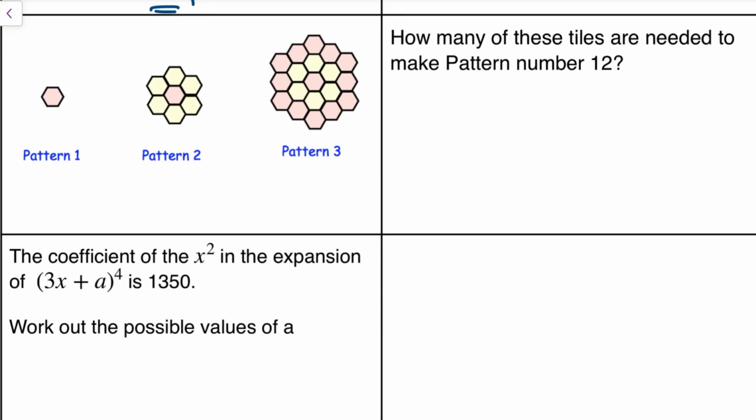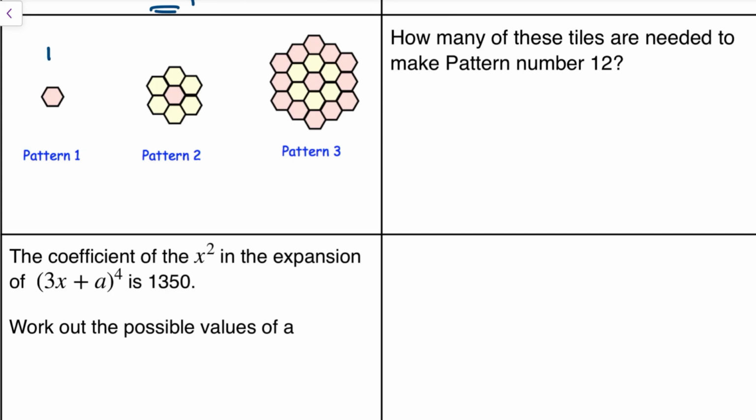Now, because I'm adding hexagons to the outside of the pattern, I'm guessing this is going to be quadratic because I'm not adding the same number each time. I'm adding a growing number. Now, the way to approach this is just to write down the first few numbers. So the pattern 1, what does it need? It needs just tiles, so not just pink or yellow, but tiles in total.